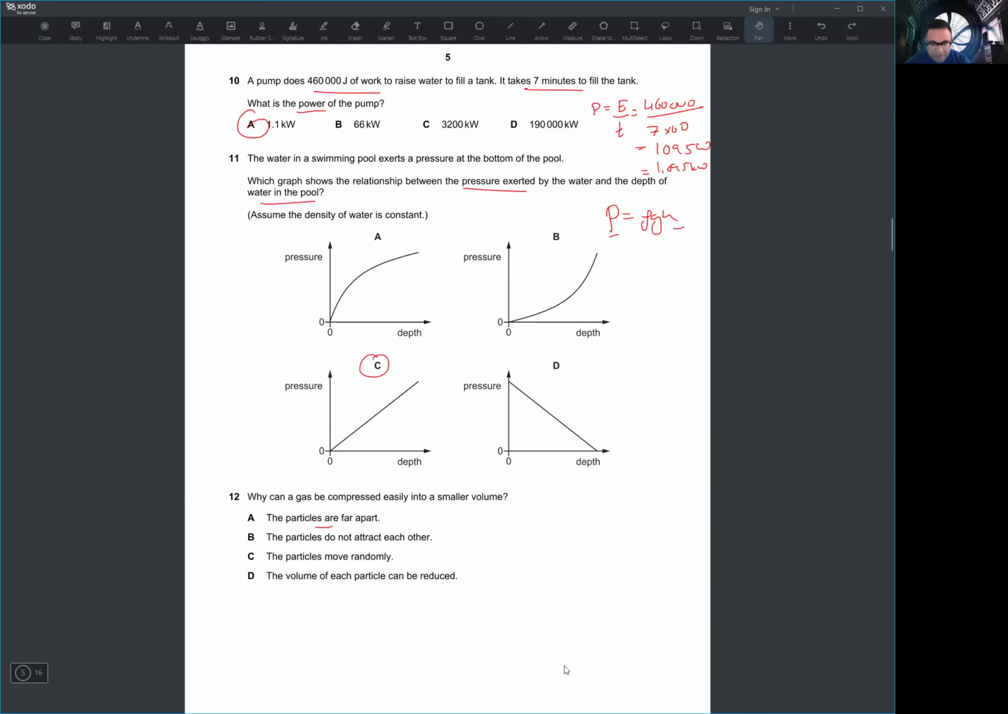12. Why can a gas be compressed easily into a smaller volume? I know because the molecules are far apart. Mentally in my head, that's what I know. So I'll read the rest just in case. They do not attract each other, no? They move randomly. This is physically correct. Again, I'm not saying this is physically wrong. This is physically correct, but it does not support the why is it easily compressible. Like that doesn't help that statement. The volume of each particle can be reduced. This is physically incorrect, so A is the correct answer.